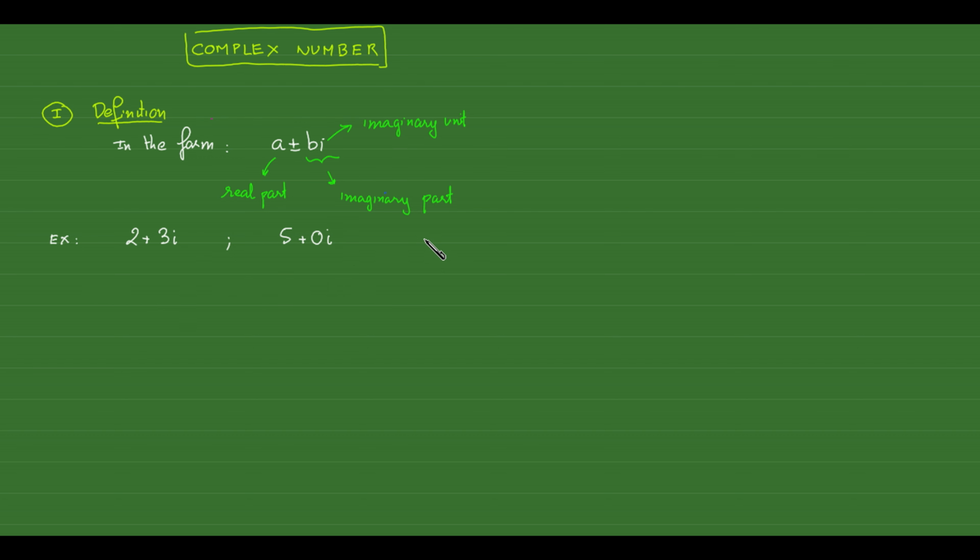Or I can have something like this: negative 3 minus 2i. This is also a complex number. Or some complex numbers don't have a real part, for example 8i. This is also a complex number. It just doesn't have a real part. Any real number, positive or negative, could be a complex number.